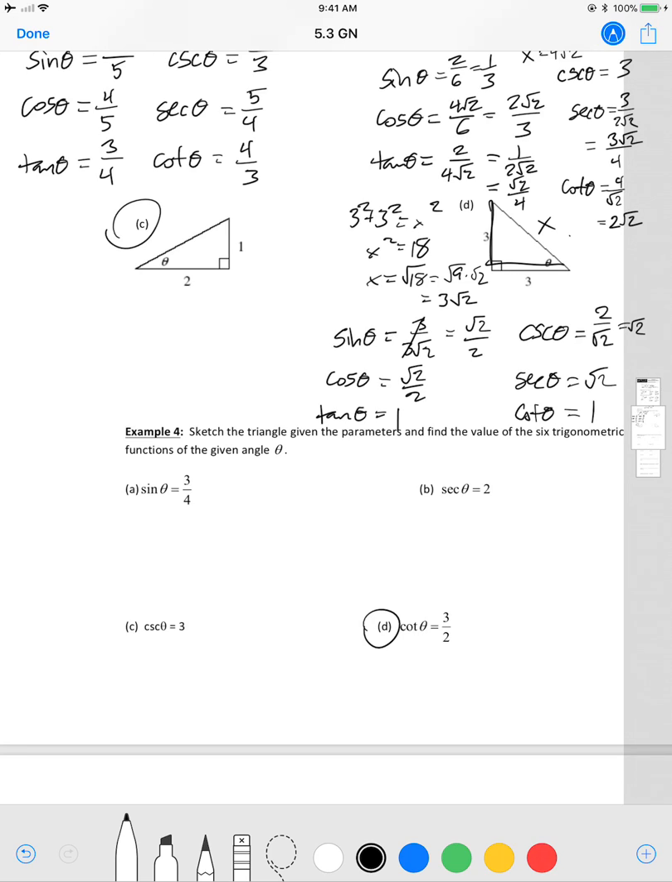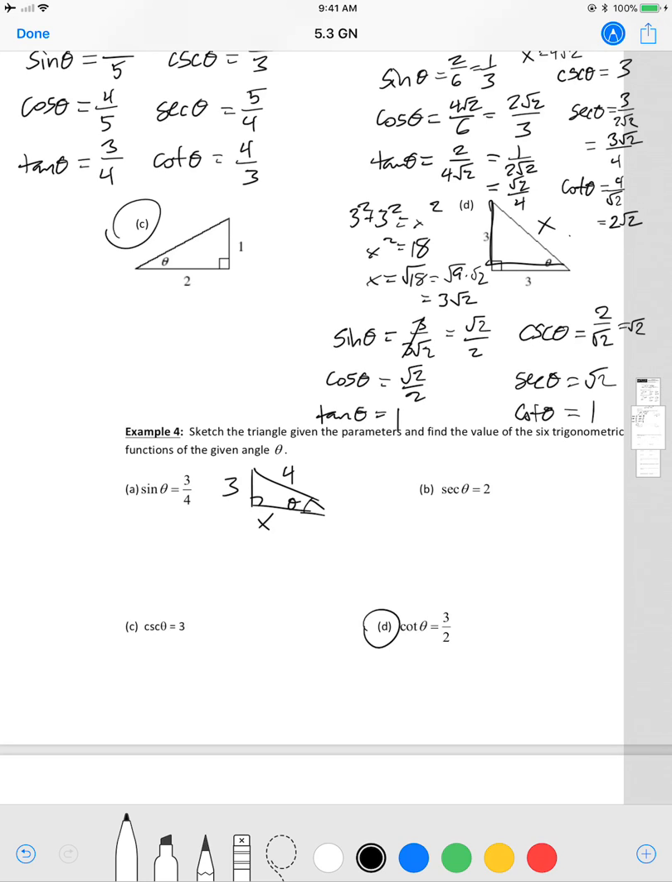So sketch the triangle. So this time they didn't give us the triangle, but they did give us enough information to figure out what the triangle is. Okay, so here's theta. And the sine is 3 over 4. Sine is opposite over hypotenuse. So they ended up giving me exactly what I needed. Figure out what this final third side length is.